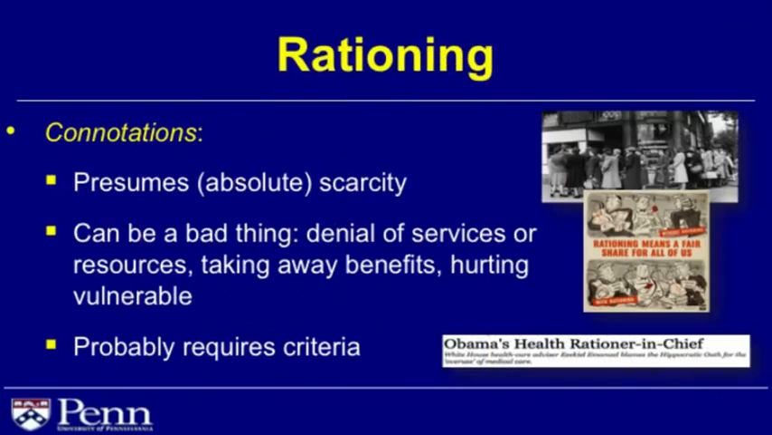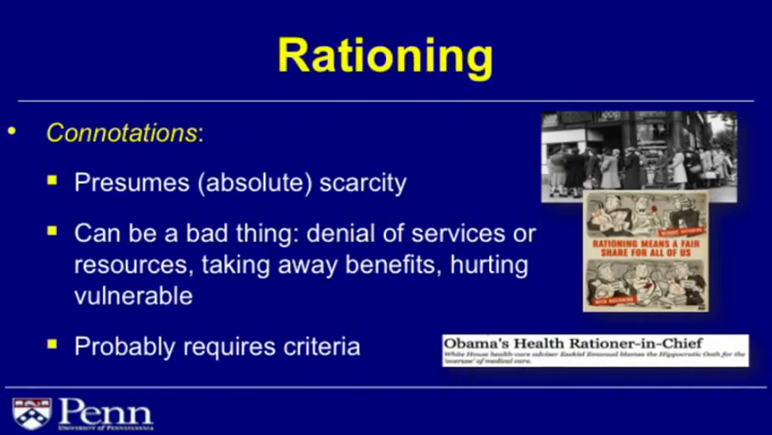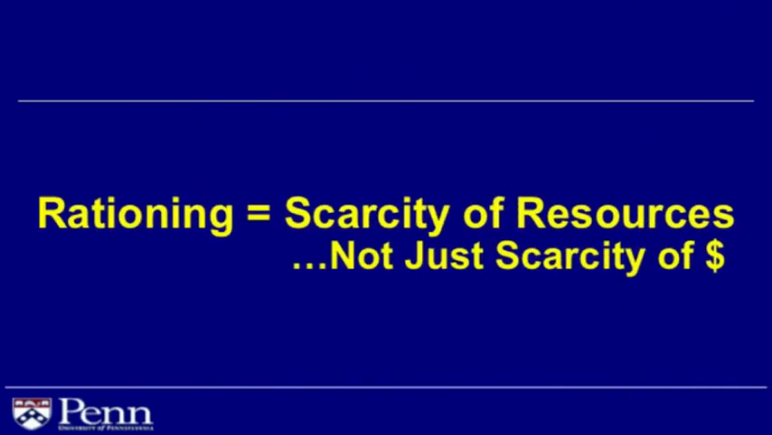Now, rationing presumes a scarcity of some commodity, whether it's oil or food. It can be a bad thing, denial of services to some groups and focusing it on others. There's always a worry that you're taking something valuable or important for life away. It often requires criteria. When we deal with rationing, we're dealing with scarcity of resources, some limited amount of a good. Again, whether it's food or oil, it's not just scarcity of money going into various provisions, and this is an important distinction.